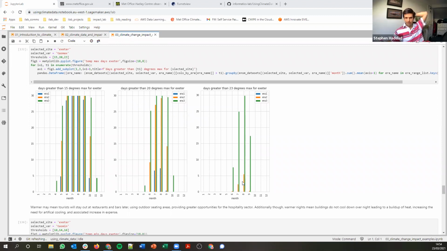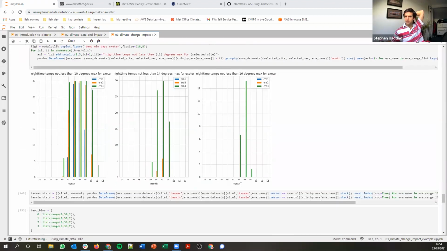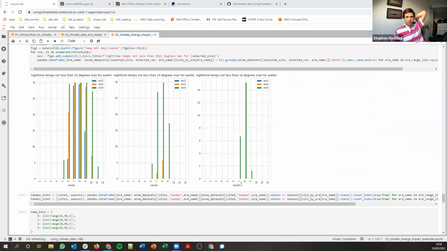So that's average maximum temperatures. What about average minimum temperatures? Similarly, you come up with some sort of threshold. Maybe if nighttime temperatures are greater than 10 degrees, you don't need any heating or something similar.